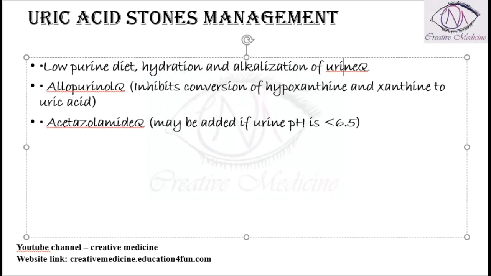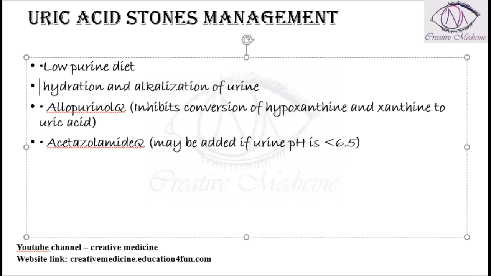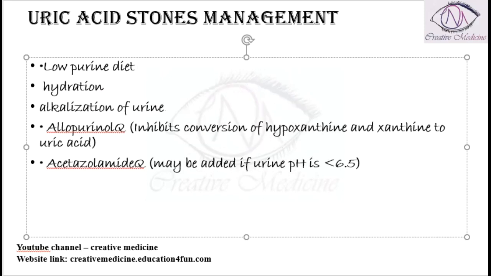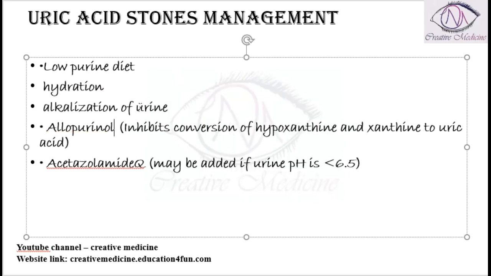We should first, because uric acid is formed from purines, ask the patient to take a low purine diet, and adequate hydration is required. And alkalinization of urine: when we alkalinize the urine, this alkalinized urine will flush out the uric acid, because alkalinized urine will keep the uric acid in ionic form so that it can be excreted.